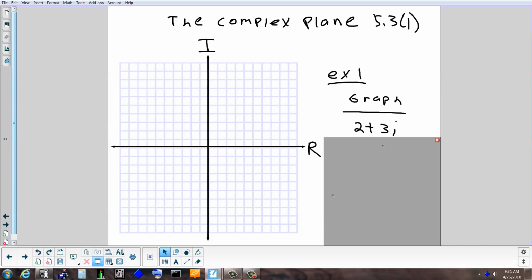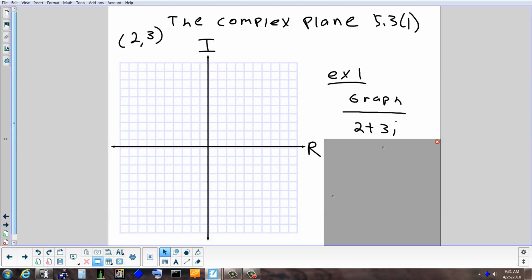So graphing something like 2 plus 3i is exactly the same as graphing the coordinate 2 comma 3. You do it exactly the same way. On the real axis, positive is right, negative is left. On the imaginary, positive is up, negative is down, just like you're used to.